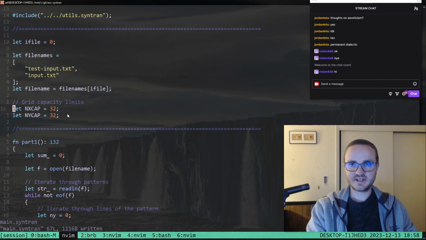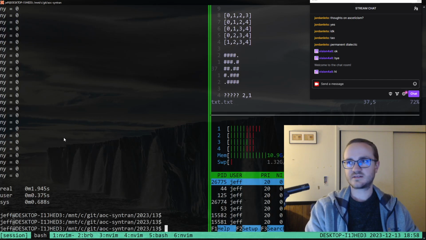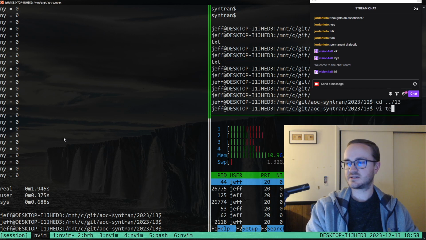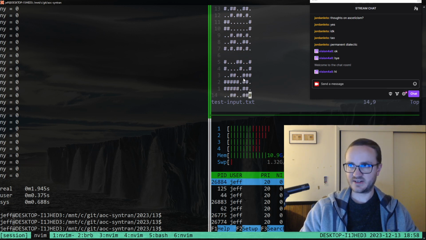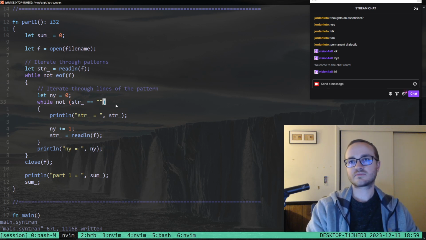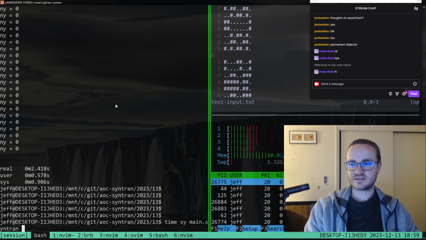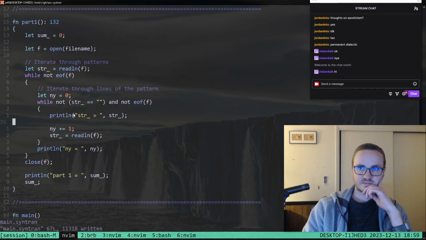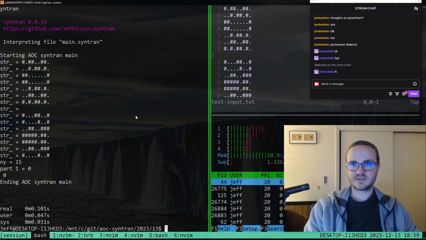Well, that is an infinite loop. Does it not end? It doesn't end with a blank line. Let's double check that. Yeah, so we have a blank line in between patterns, but we don't have a blank line after the final pattern. So that's kind of annoying. That is still an infinite loop. Okay, that's not right, because it's saying there's one pattern with 15 lines.